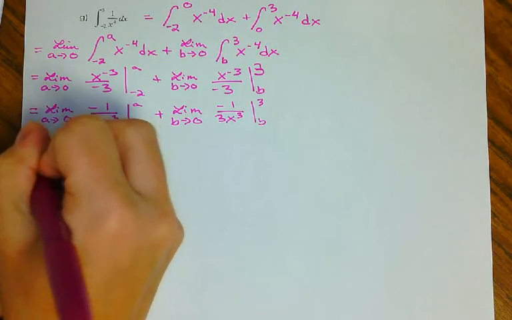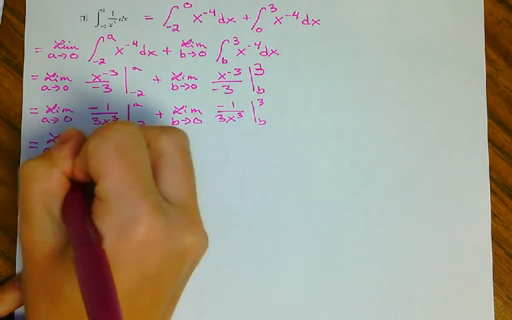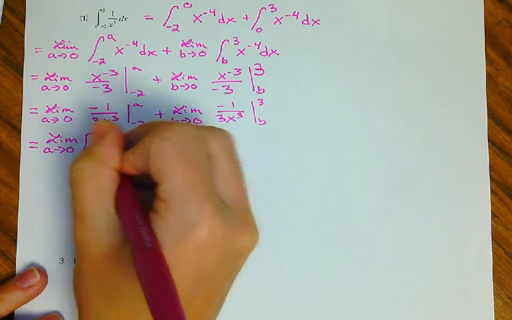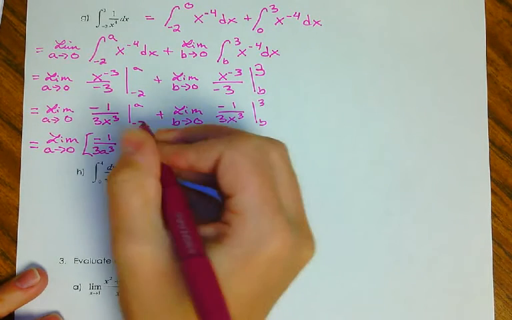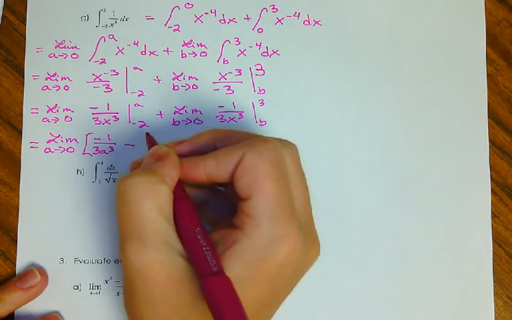I think I can fit it, so let's see. I still have my limits. Again, I didn't evaluate the limit yet, so that just comes down. And now my fundamental theorem says first I plug in a, minus what you get when you plug in -2 there.